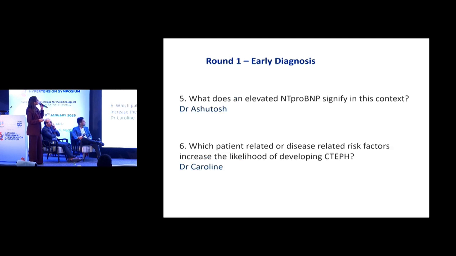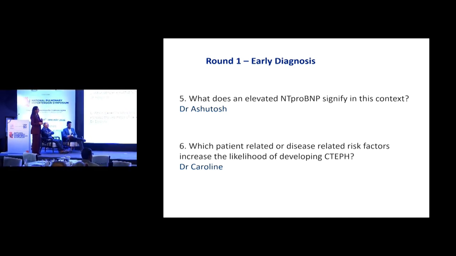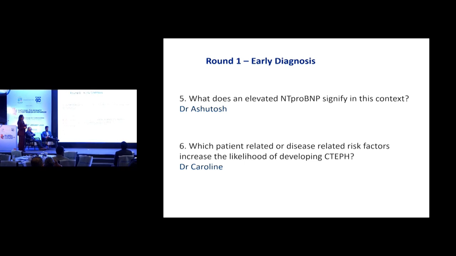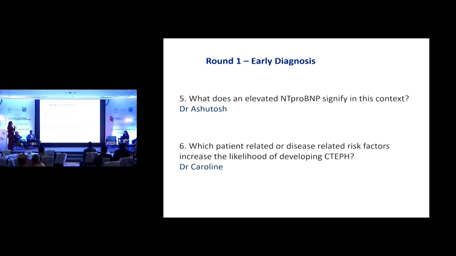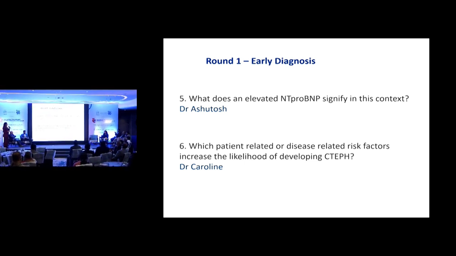All right. So, Dr. Ashutosh, this question is for you. What does an elevated NT-proBNP signify in this context? NT-proBNP elevation implies that there is a pressure on the heart. Now, it is progressing towards cardiac failure, cor pulmonale. So, RA dilatation or RV dilatation, that is what it predicts.